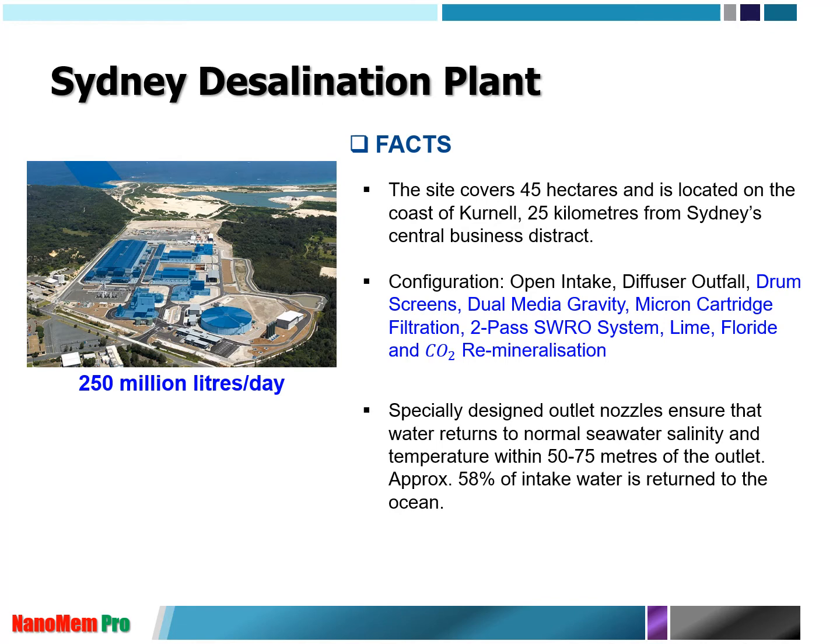When you fly to Australia and land, you can see the desalination plant, because it is very close to Sydney Airport, and the process is very similar: drum screens, dual media, SWRO, lime, fluoride, and CO2 remineralization. The Gold Coast and Sydney desalination plants are operated by Veolia, the same company. That's the reason why they have the same process.